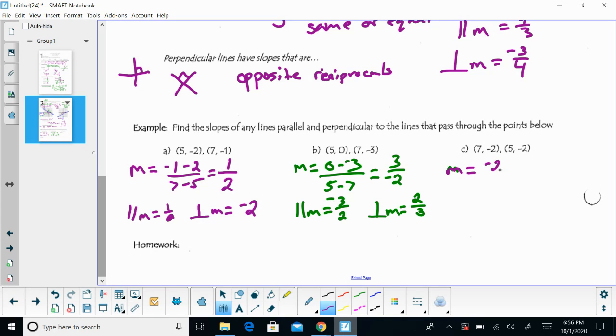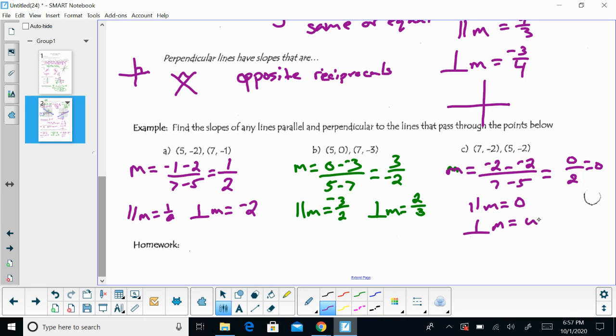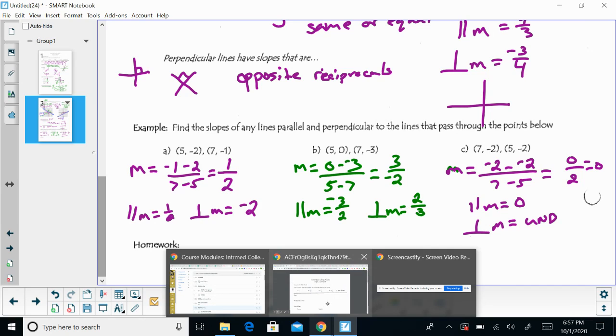One more, finding my slope. I have -2 minus a -2 over 7 minus 5. This would be 0 over 2, which is 0. So my parallel slope would equal 0. And this one is kind of cool. If I have a horizontal slope of 0, what would be the perpendicular line? Well, it would be a vertical line. So my perpendicular slope would be undefined. All right? If you have any questions, make sure you let me know.